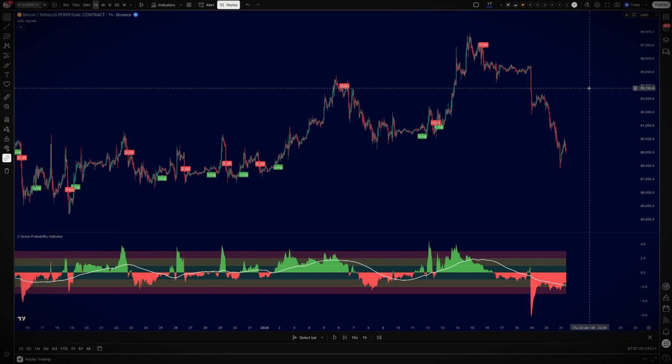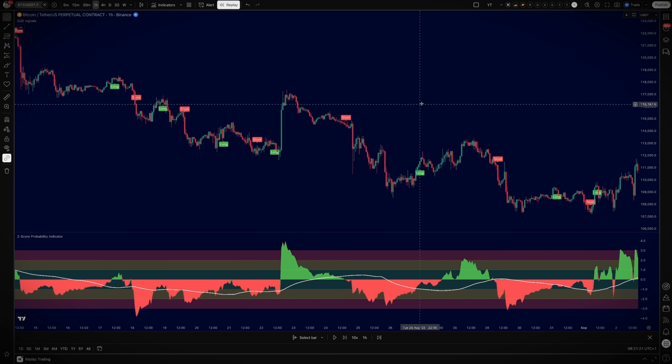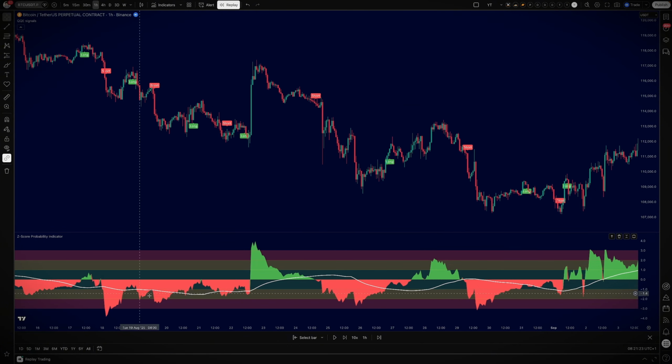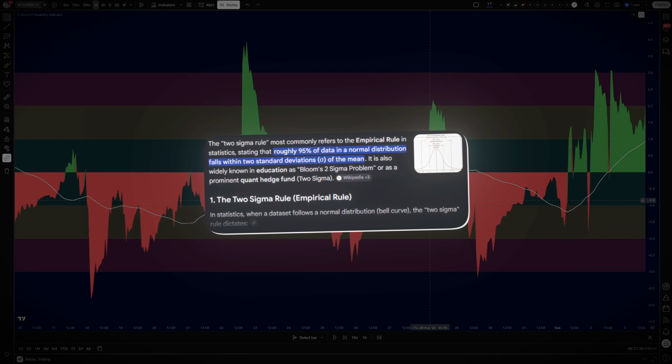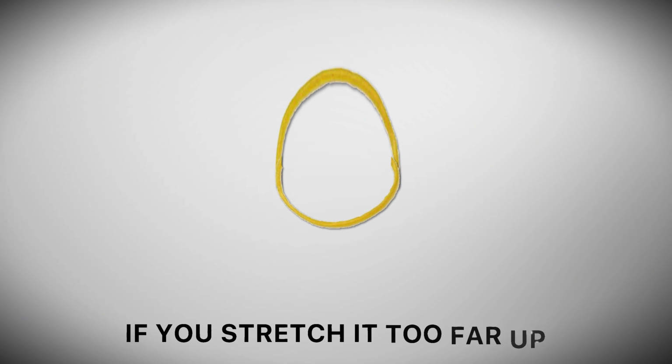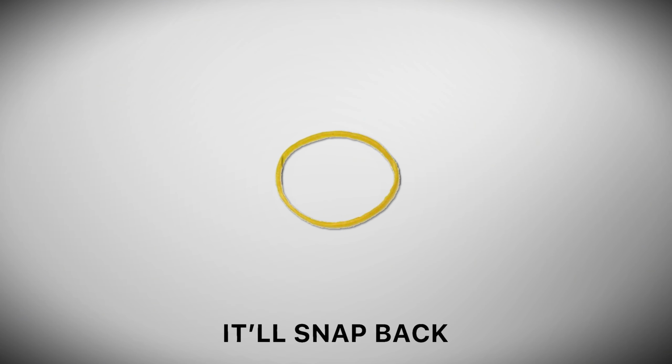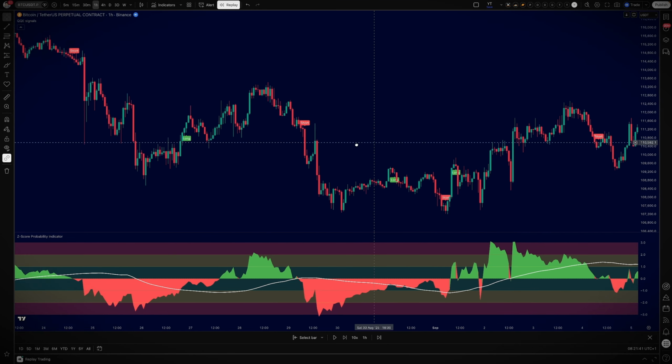A simple explanation of how this works. First, Z-score probability uses the statistical concept of the Z-score. It's essentially the 2 sigma rule. Simply put, think of price like a rubber band. If you stretch it too far up, it'll snap back. If you pull it too far down, it'll come back too. The red bands are the boundaries of the normal range.